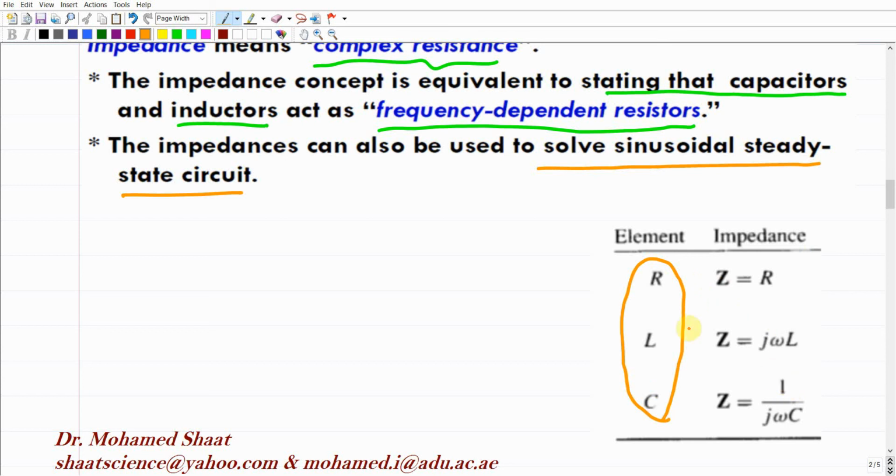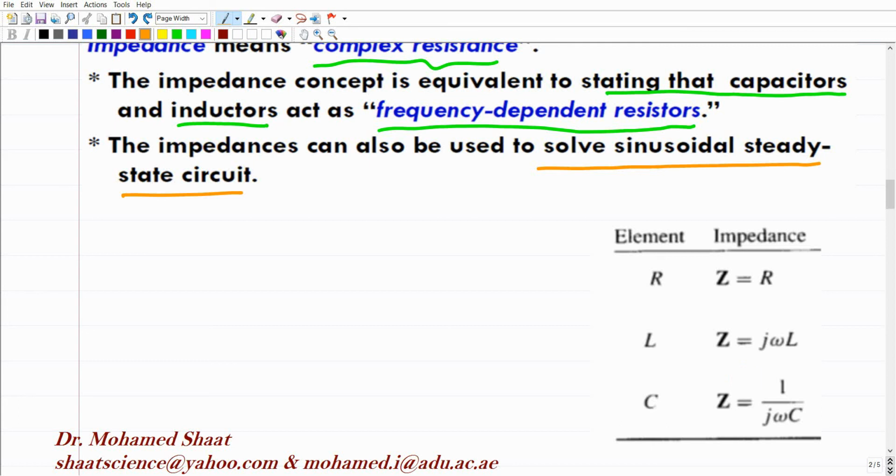These are the impedances. So for the resistor, its equivalent impedance is just R. The resistance itself is already an impedance. There is no need to do any conversion. It is automatically like an impedance. So the impedance of a resistance is the resistance itself. But the impedance of an inductance equals j omega L. The impedance of the capacitance is 1 over j omega C.